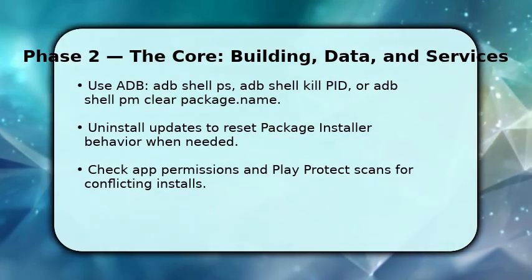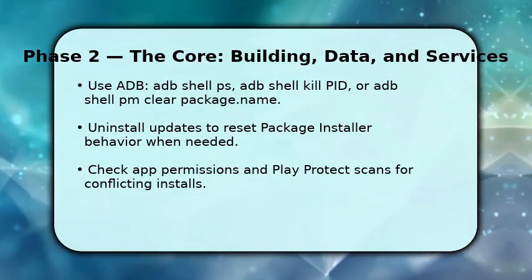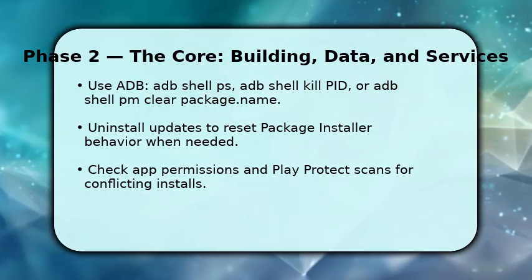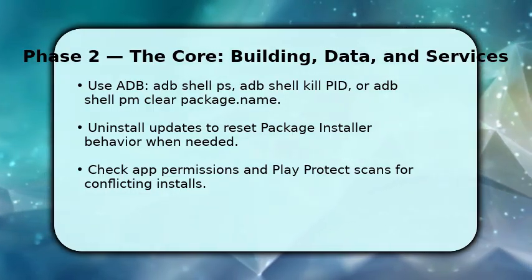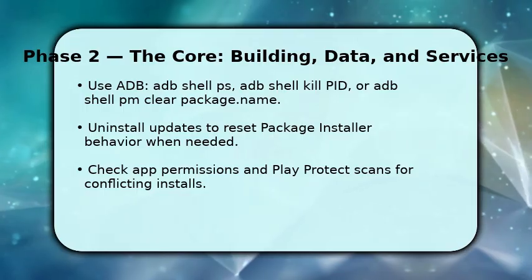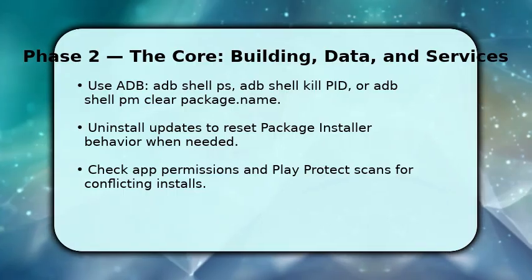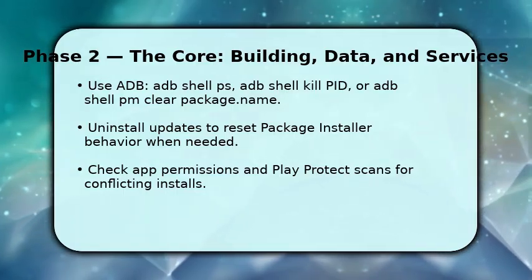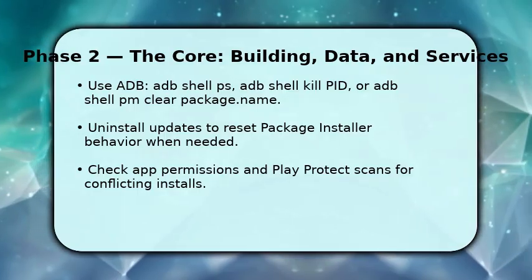Connect via ADB and list processes with adb shell ps, identify Package Installer's PID, and use adb shell kill PID to stop a stubborn thread. If the issue persists, run adb shell pm clear com.android.packageinstaller to wipe its data, or adb shell pm uninstall --user 0 com.android.packageinstaller to remove updates and restore the system default.